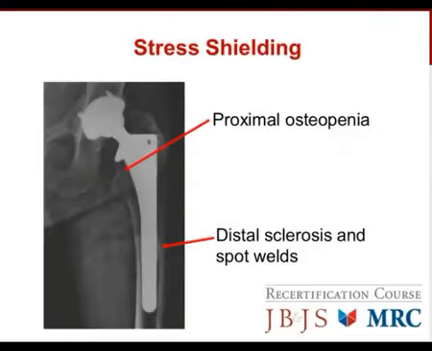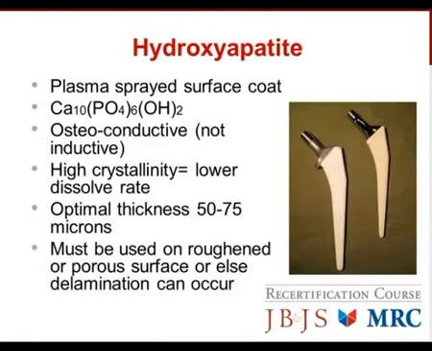You should be familiar with an X-ray appearance of a stress-shielded stem. We typically will see distal sclerosis and spot welds where the stem is well ingrown. This is the point of stress transfer between the stem and the host bone. Proximally, the bone is unloaded, and we see osteopenia in this area. Remember this image as we talk about osteolysis later. The appearance is different than osteolysis.